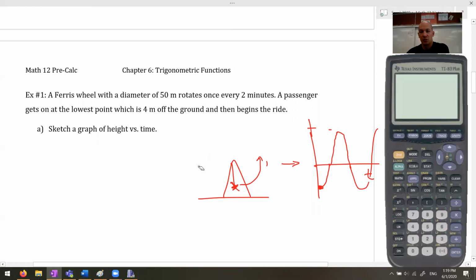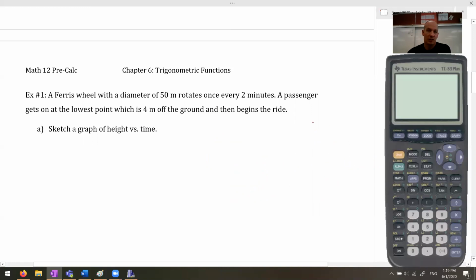So that was a really terrible graph. Maybe I'll just do a slightly better job of it. When we say sketch, the detail is sort of ambiguous, but let's get some actual numbers in there. So let's start by doing this. Okay, so here's time, here is height. They get on at the lowest point, which is 4 meters off the ground. So if I'm calling this 0, then the lowest point is going to be at 4. And that's going to start at t equals 0.